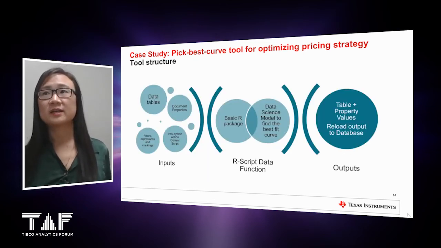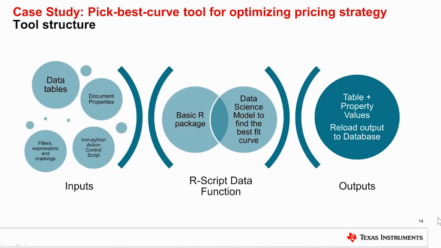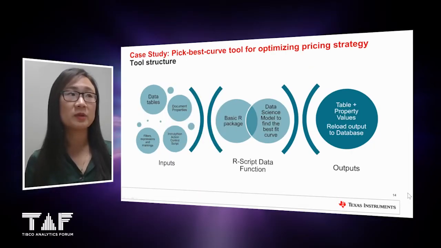So we created this Pick Best tool in this Spotfire environment to help solve this problem for the pricing team. The center of the tool is an R script data function written with several basic R packages. And then several data science models were created to help find the best fitted curve with our loaded pricing data. So the inputs will be data tables already loaded in Spotfire, and some document properties are used to help configure the model, as well as some filters, expressions, and markings.